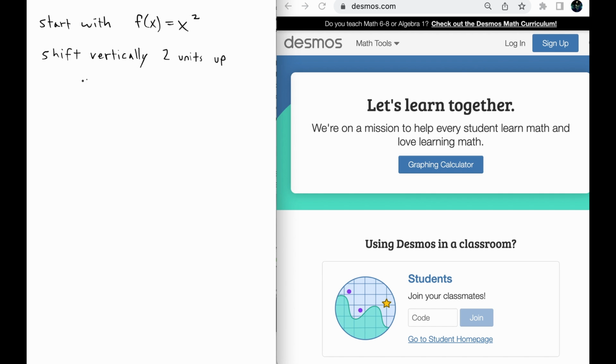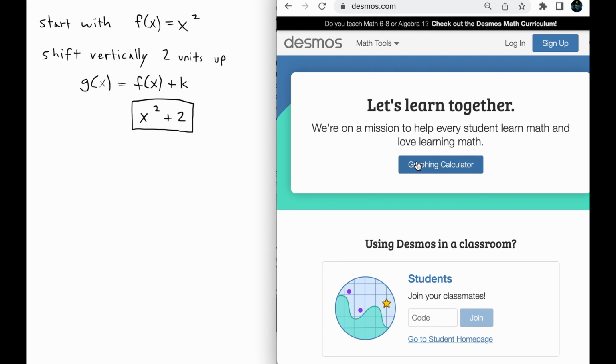You can create a new function, g of x, by taking your original f of x and then adding some constant to the end of the formula. This would be a vertical shift. So for my formula, I'm going to take x squared and add 2. That's going to be my transformed function. So let's try it in Desmos.